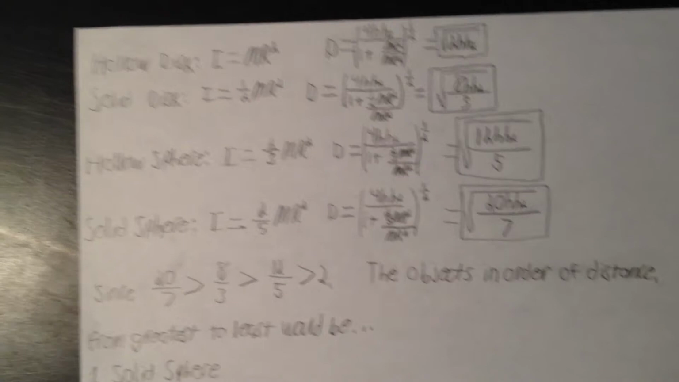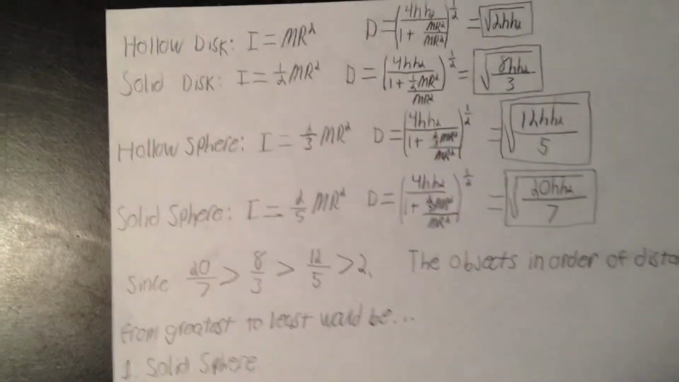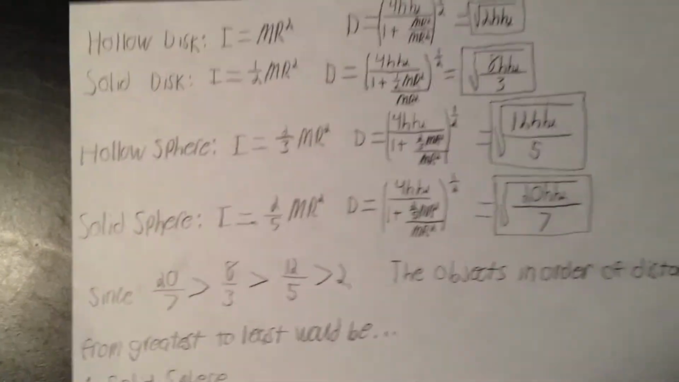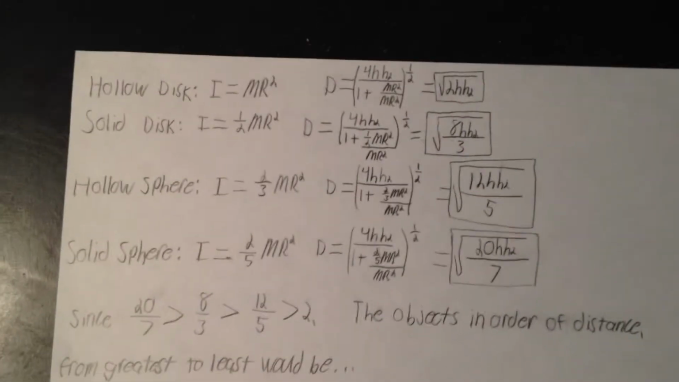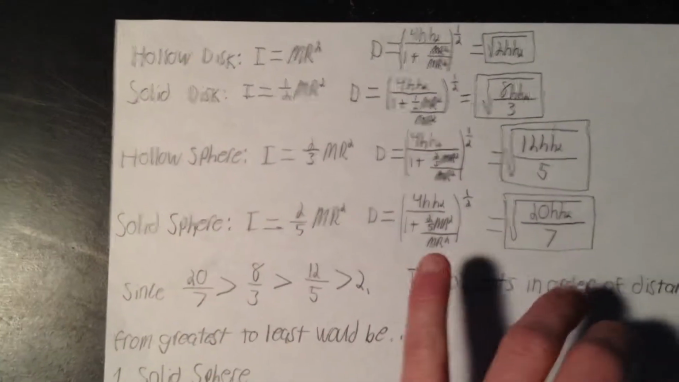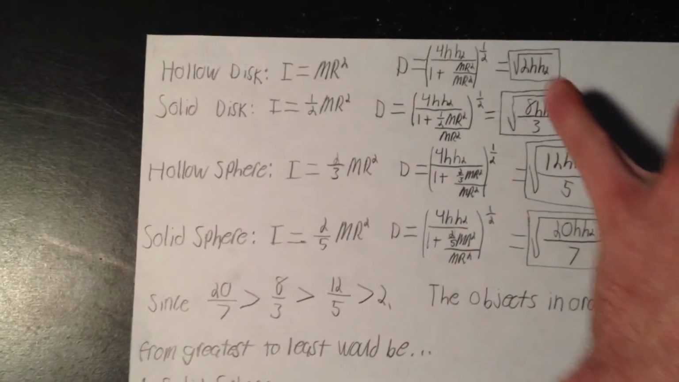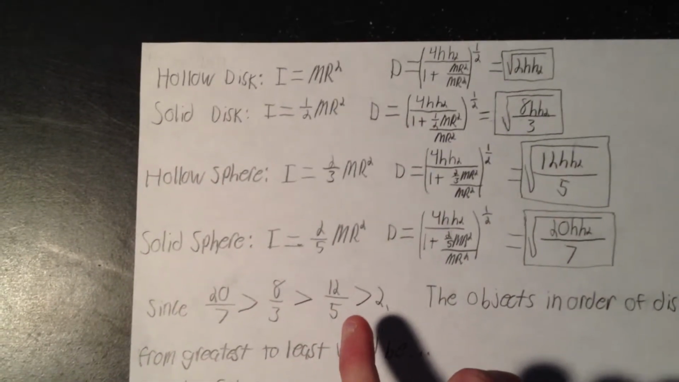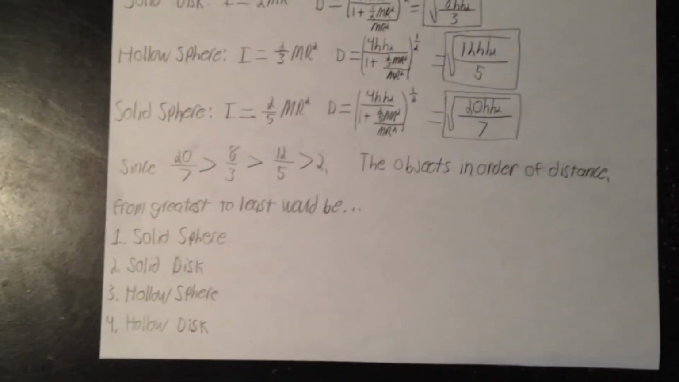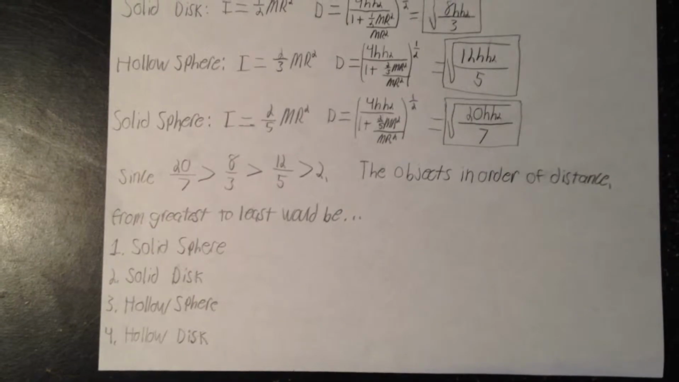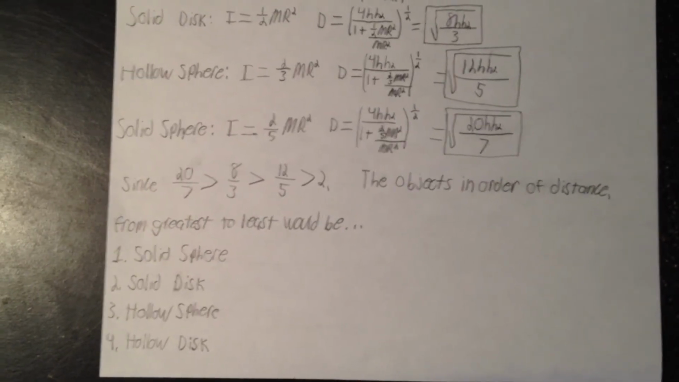And one thing I failed to mention is that all the masses, the radii, and both heights on all of these are the same. I probably should have mentioned that. So since 20 over 7 is greater than 8/3, which is greater than 12/5, which is greater than 2, the objects ranked in order of distance from greatest to least would be solid sphere, solid disk, hollow sphere, and then hollow disk.